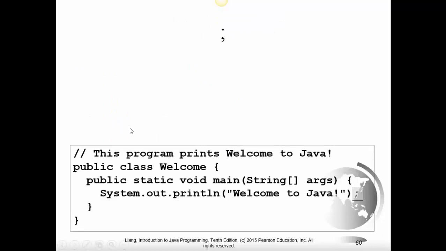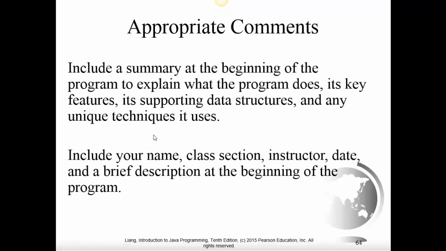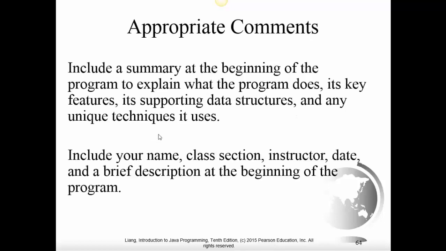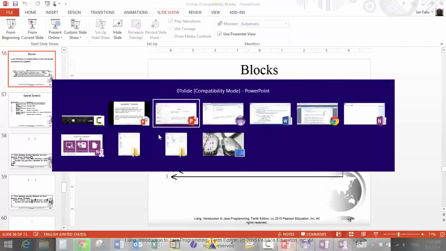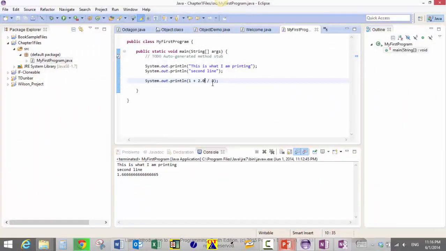Okay, so here let's talk now about programming style, like comments, naming conventions, indentation, spacing lines, and block style, etc. Okay, so when we talk about comments, we have three types. Let me just go back to Eclipse. Okay, so we have three types of comments.